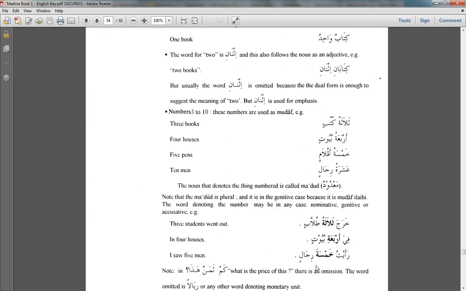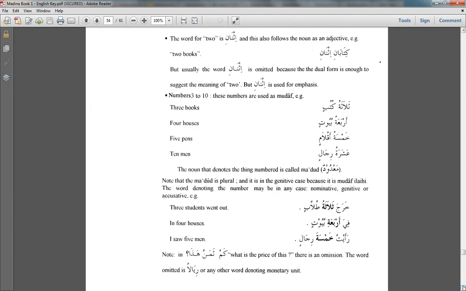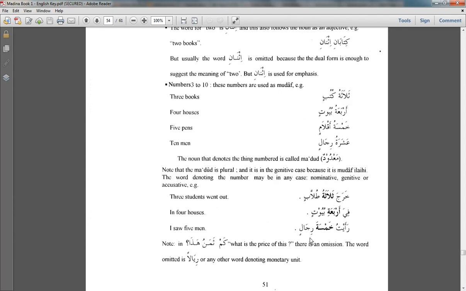رأيت خمسة رجال, I saw five men. So خمسة is mansub, it has a fatha because it's maful bihi, the object of the sentence. The action of seeing is being done upon those five men. And rijalin has a kasra because it's mudaf ilayh.